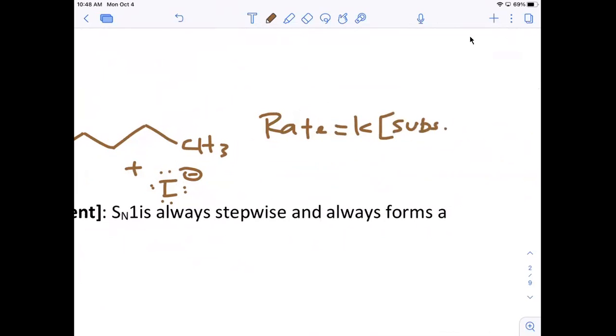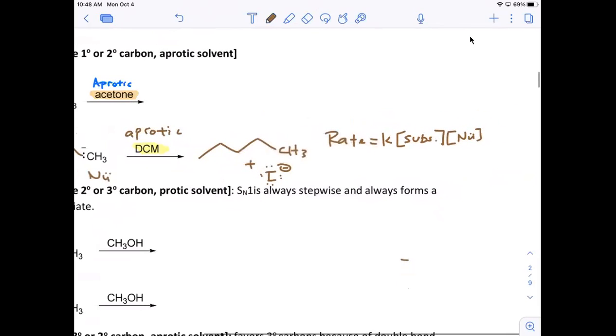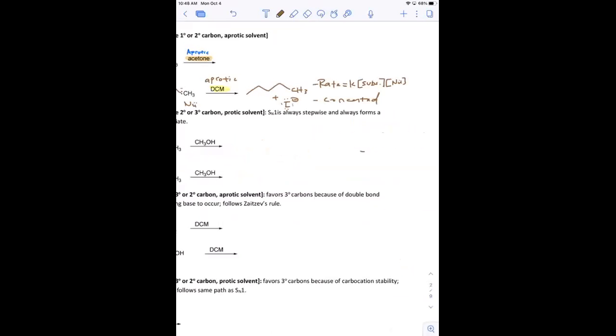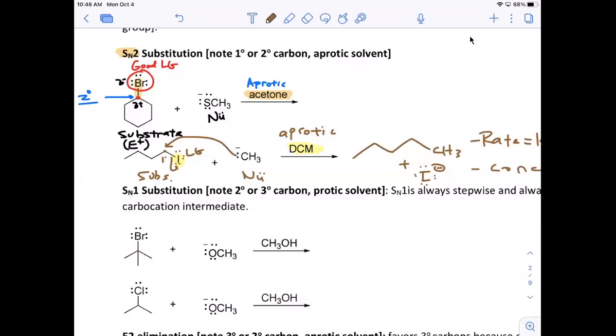If it's SN2, the rate is the concentration of the nucleophile times the concentration of the substrate, and then we also have to include the rate constant k. Right? So that's the rate law, and it's also concerted. We know that because it's an SN2. SN2 mechanisms are concerted. The rate-determining step, everything happens in one step and not multiple steps.